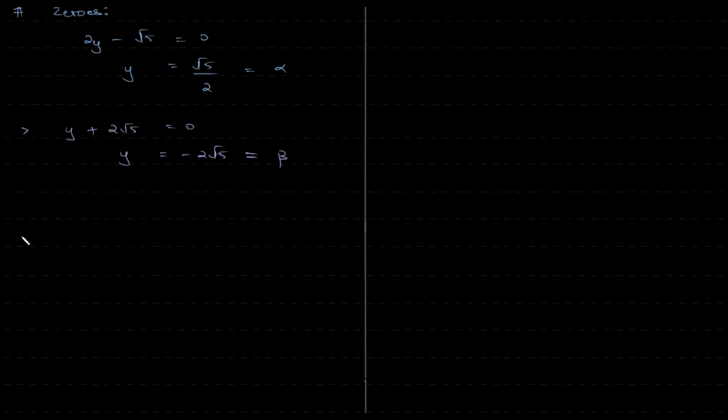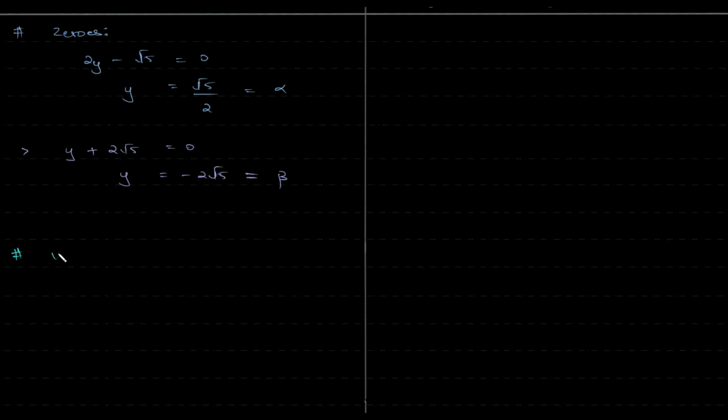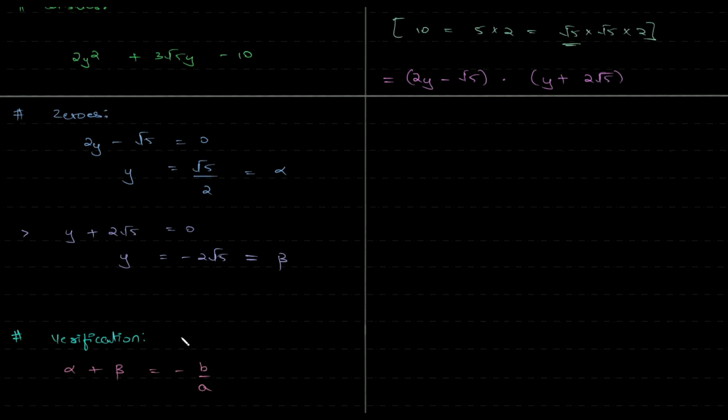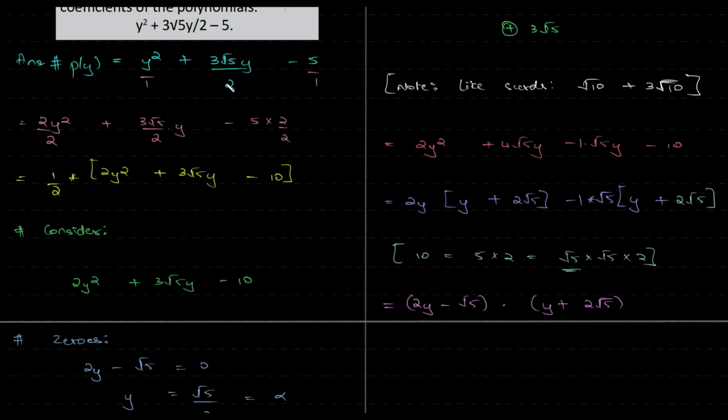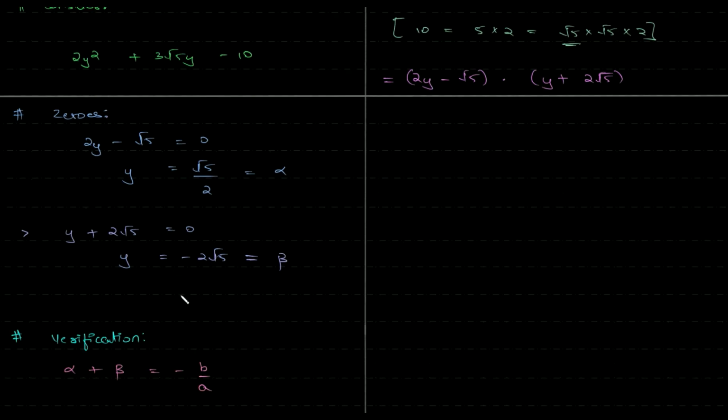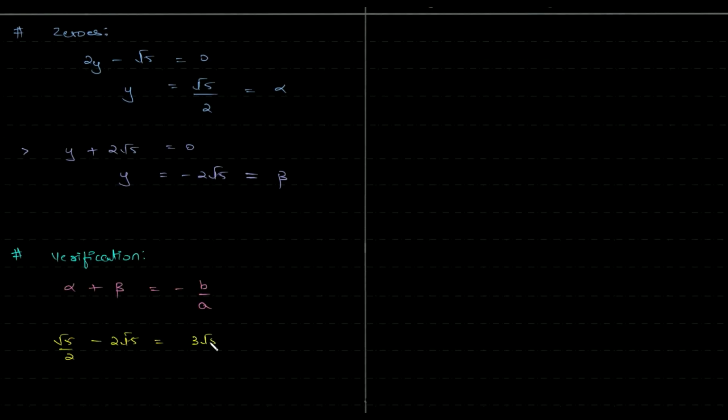Okay. And at the end of it, we have the verification. So how do you do the verification? We have alpha plus beta, which is equal to minus b by a. So alpha in this case is root 5 by 2 minus 2 root of 5. This can be further simplified. And b here is 3 root 5 by 2 divided by a is 1. So this is 3 root of 5 by 2. Okay, I think it's minus, right? No, plus only. So is this correct? Looks correct.